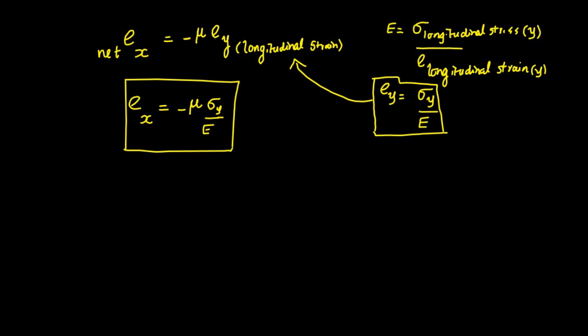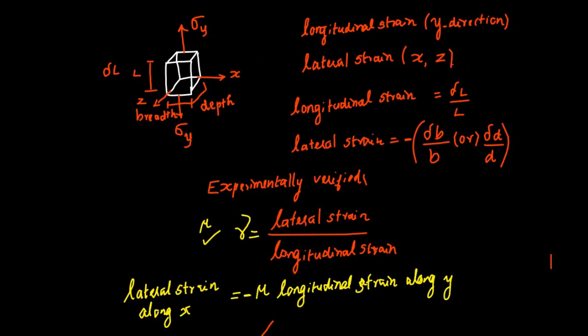Okay, in exactly the same manner, I can write the strain that is produced along the z direction as minus mu into sigma y divided by E. This is the strain that is produced along the z direction. Now let us go to case 2. In case 1, there is only one stress that is acting, which is acting along the y direction. Now let us move on to case 2.